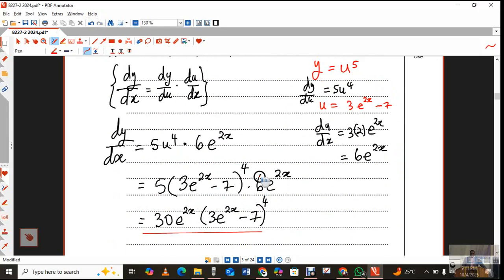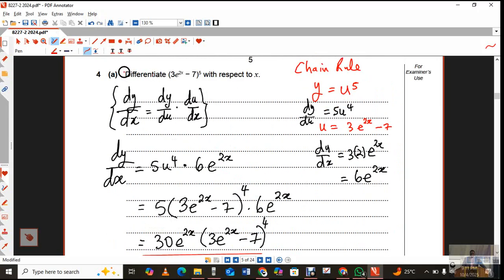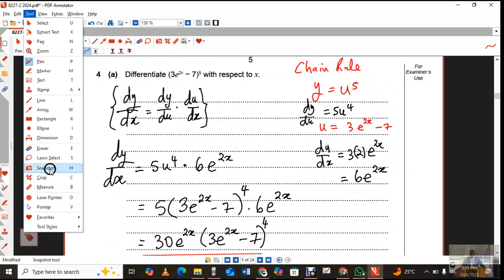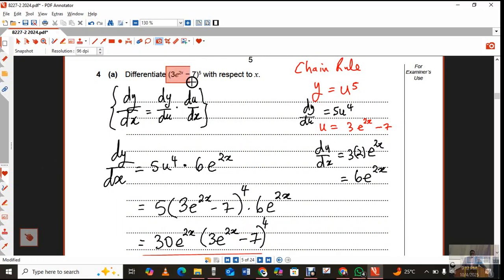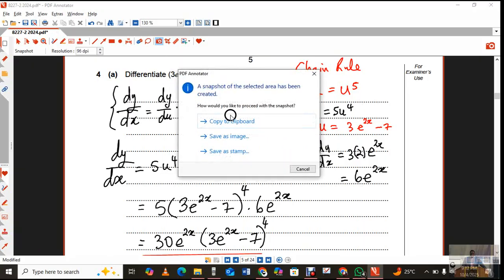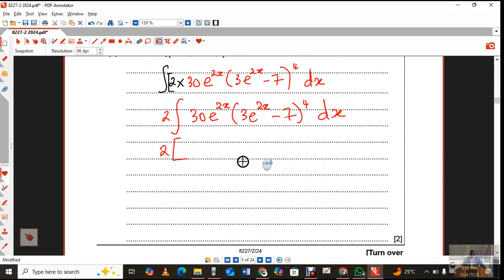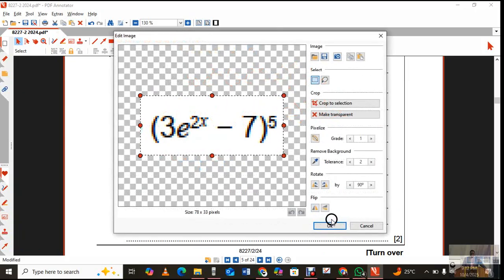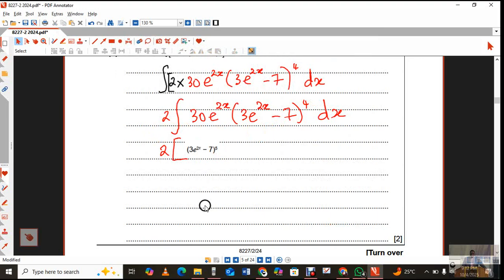And what was the original one? It's this one over here. That is 3e raised to the power x. Let's see if I can take a snapshot of it and bring it down. So that is what we have over here. Okay, that is the value. That is what we know.